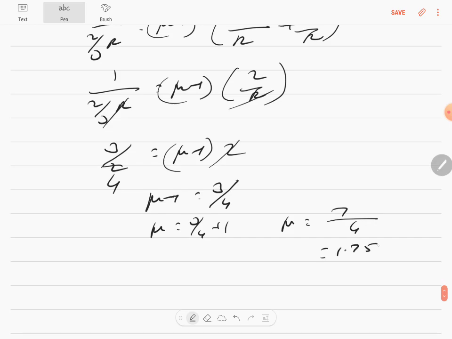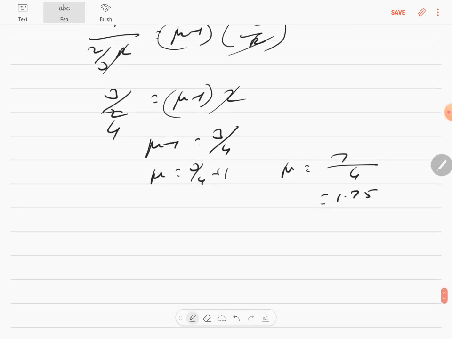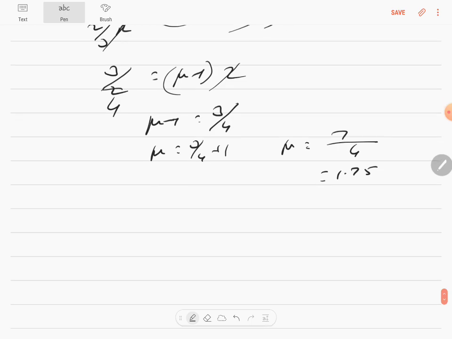1.75 is the answer, correct. So that's all. Refractive index doesn't have any unit. Are you clear? Yes. Okay, next, like this, there are many questions that we can do. I'll just do selectively.